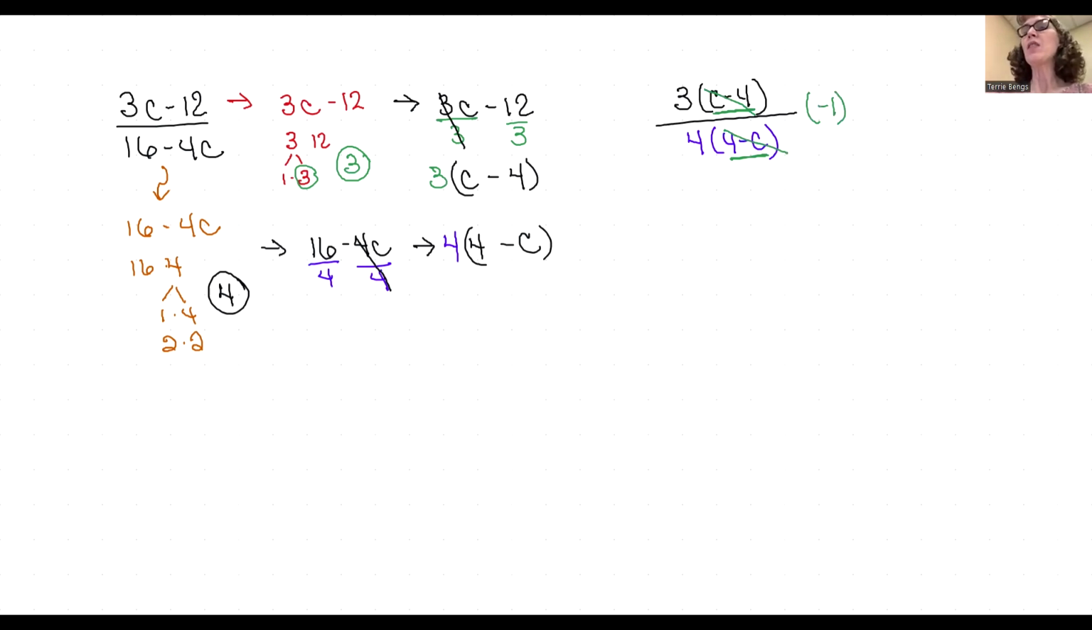So then we write down what we have left over. We had a 3/4 and we have a negative 1, right? Times negative 1. And what is 3/4 times negative 1? It's just a negative 3/4. And so we have completely simplified our rational expression.